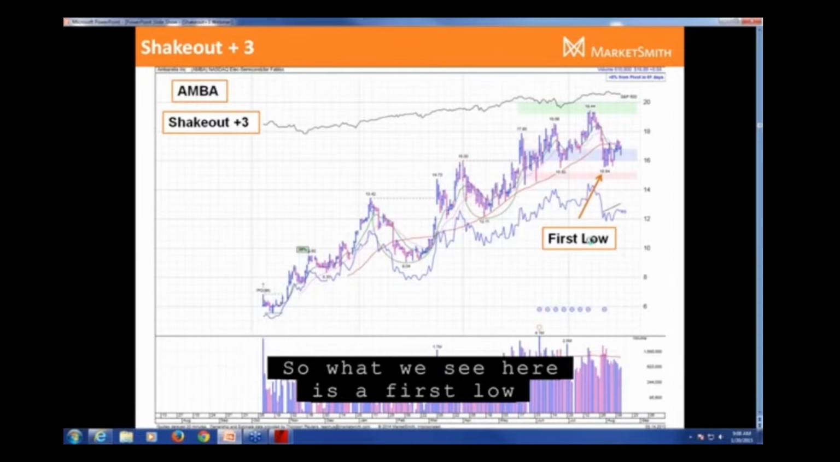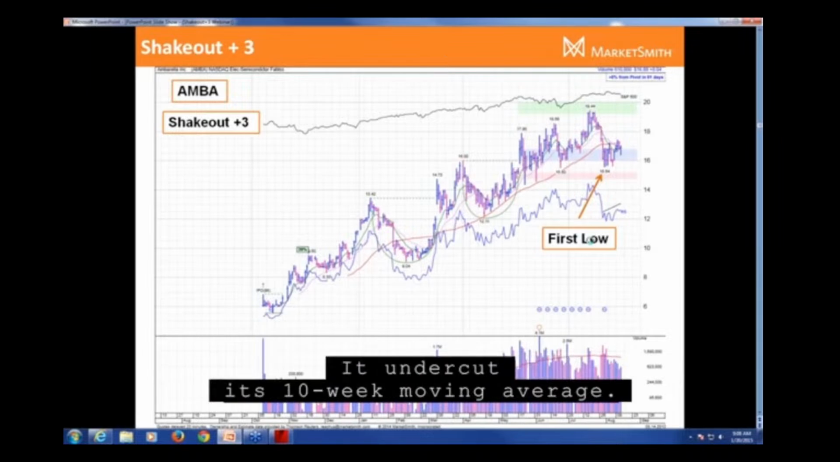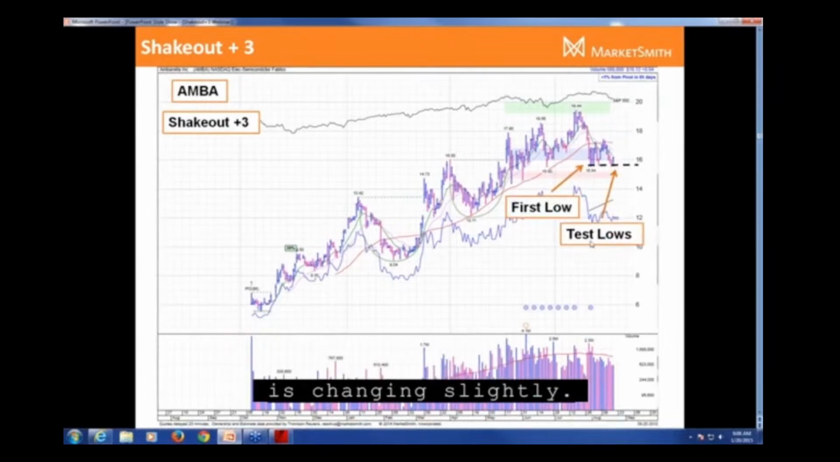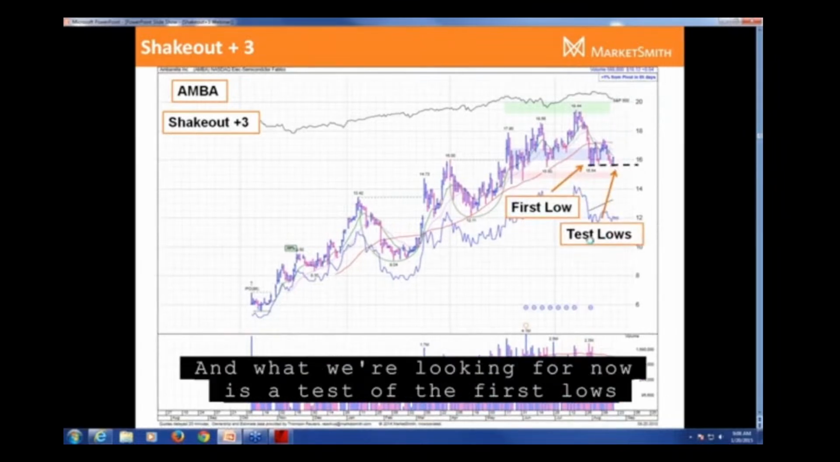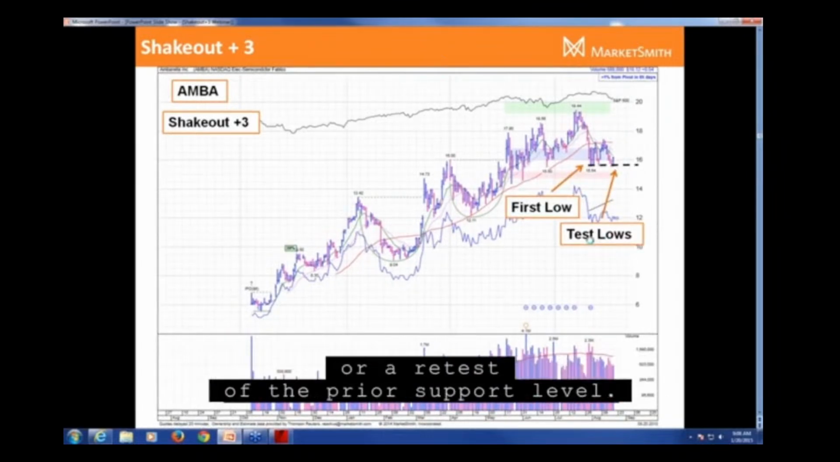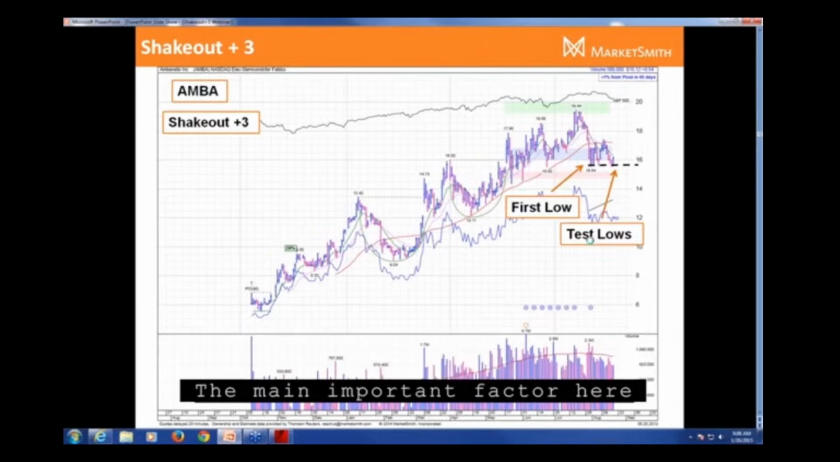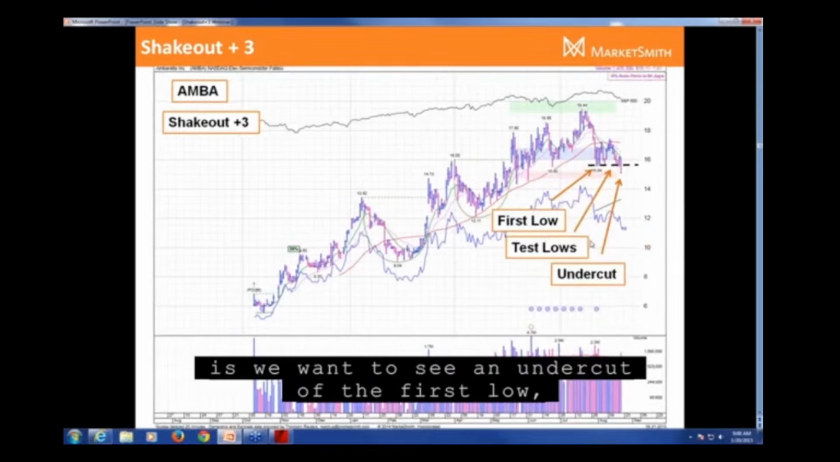So what we see here is a first low being put in on Ambarella. It undercut its 10-week moving average. The character or behavior of the stock is changing slightly. And what we're looking for now is a test of the first lows or a retest of the prior support level. The main important factor here is we want to see an undercut of the first low.